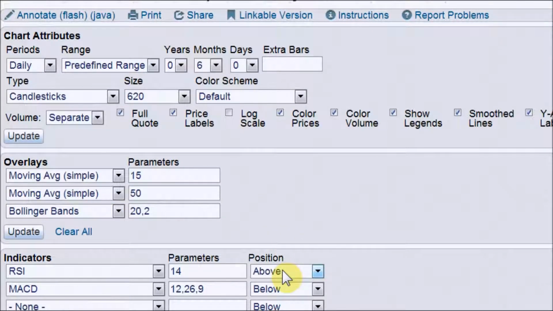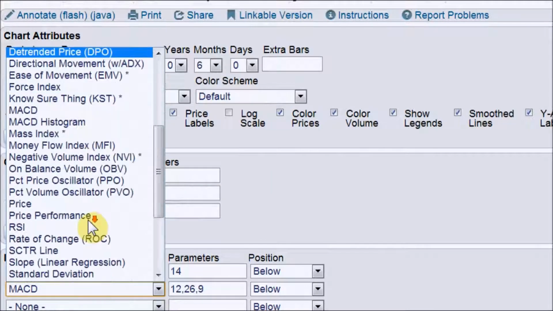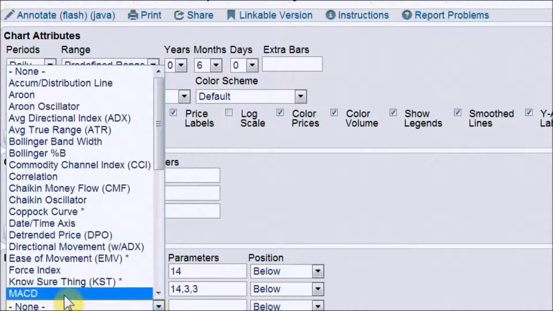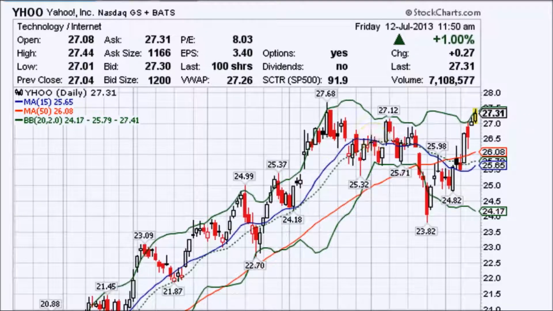Now, we have the RSI showing up above the price. I don't like any of my lower indicators showing up above the price. The RSI will use standard settings for this. My next indicator is always full stochastics, and the bottom indicator would be the MACD. Go ahead and click Update, and this is your final chart.